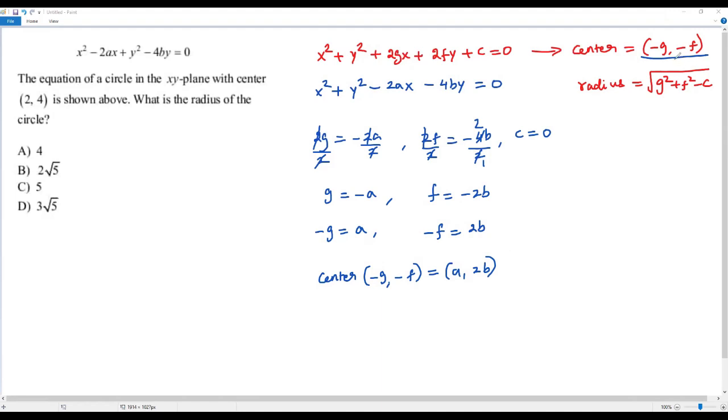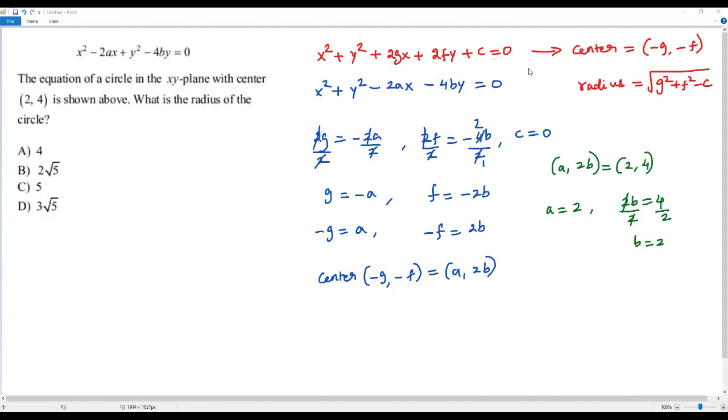So here we have the formula for the center (−g, −f), and that's what I have found over here. I got the center of the given circle, (a, 2b). Already we have the center in the question, that is (2, 4). So (2, 4) and (a, 2b) both represent the center of the circle, so we can equate them: (a, 2b) equals (2, 4). Whenever two points are equal, the x-coordinates are equal, so a equals 2, and the y-coordinates are equal, so 2b equals 4. Let's divide both sides by 2. This 2 will cancel. I'm getting b equals 2.